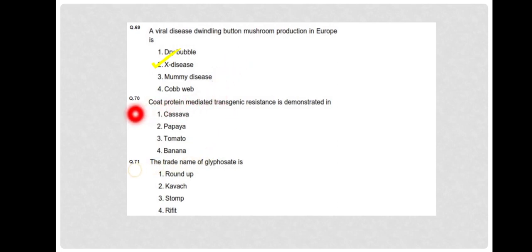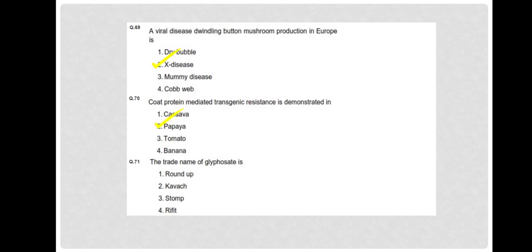Next, question number 70. Coat protein mediated transgenic resistance is demonstrated in, so the answer is papaya. This was first done against the papaya ring spot virus. This works by the method of RNA silencing.